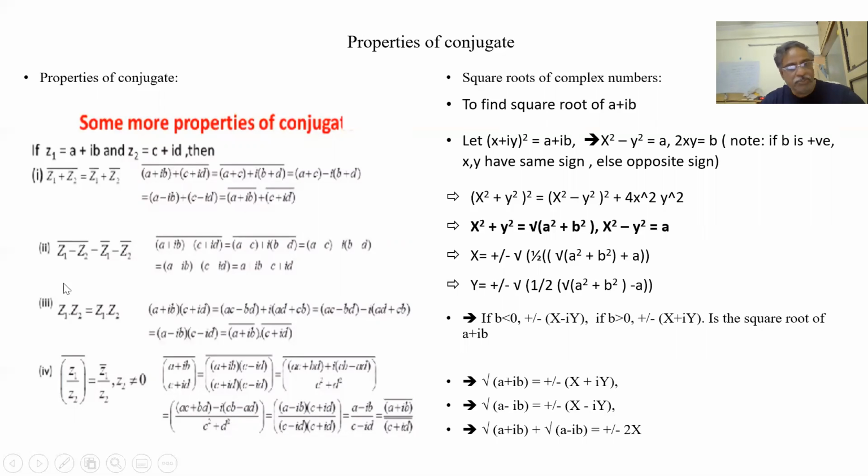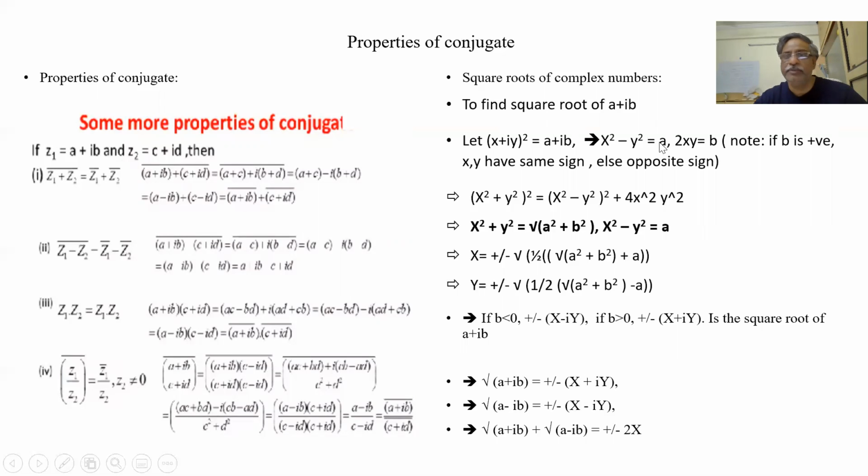So all such things we can prove from the fundamentals. What is fundamental? Fundamentally assume Z1 is a plus ib, Z2 is c plus id. So assuming the fundamental, we can prove all are same.